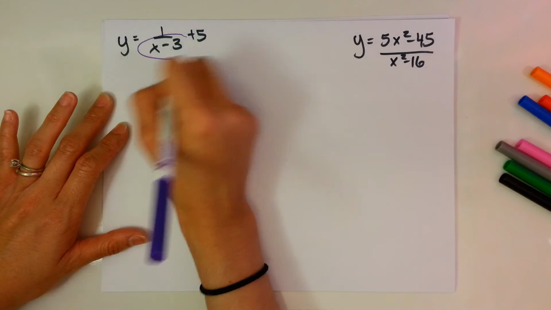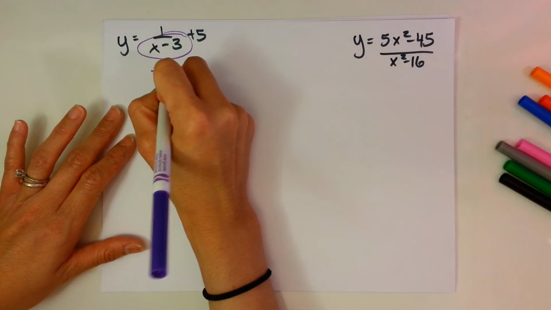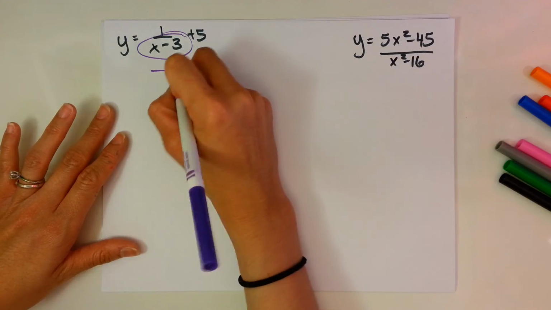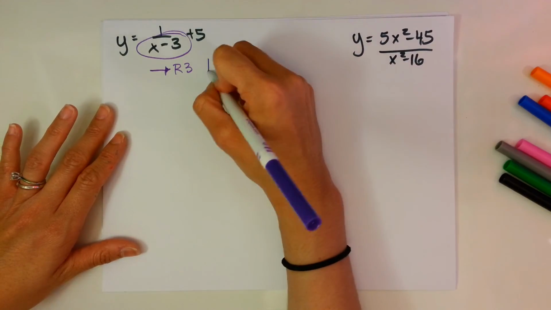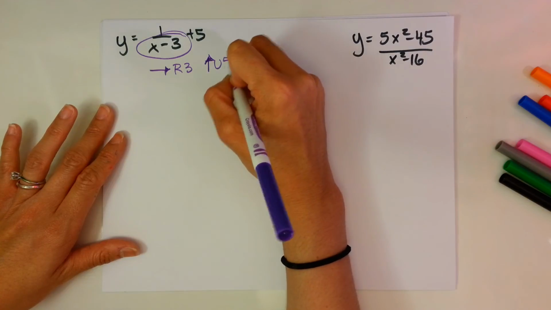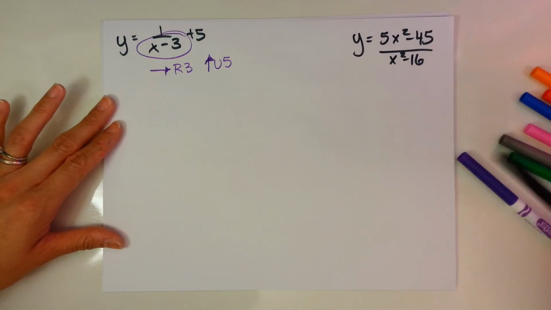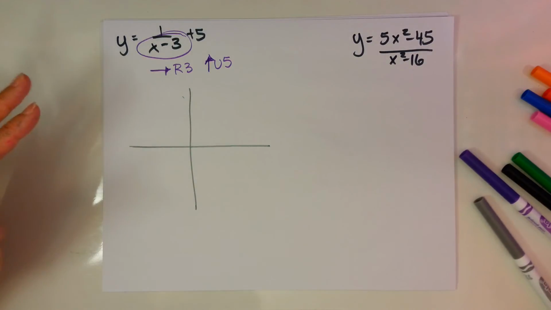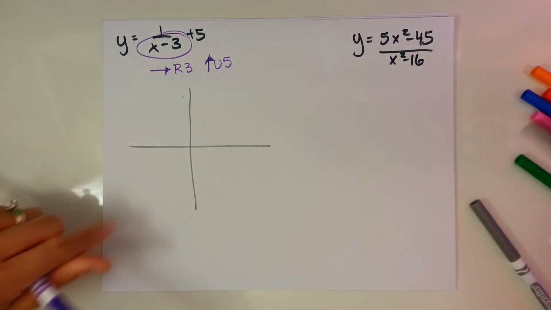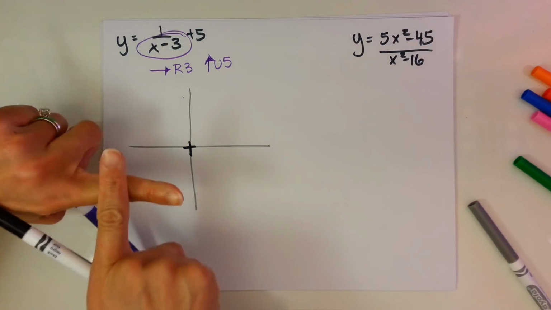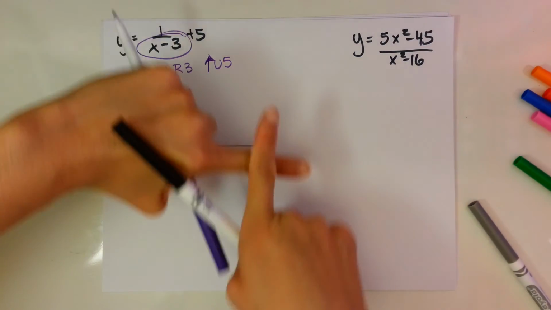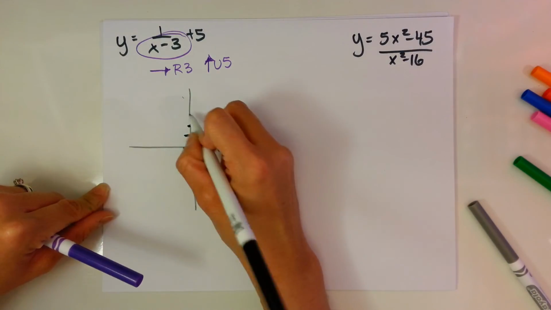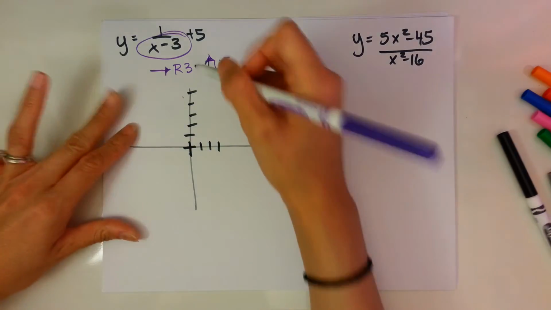whatever is with the x tells you how to move, and remember it's with the axis, so it's backwards. I'm going to change the sign, so since that's negative, I'm actually going to go to the right 3, and this means that I'm going to go up 5. So, when you go ahead and do your graph, remember, this is a graph that usually starts at 0, 0, it looks like crosshairs, and all you're going to do is move your crosshairs to the right 3, 1, 2, 3, and up 5, 1, 2, 3, 4, 5. So I'm going to move my crosshairs.